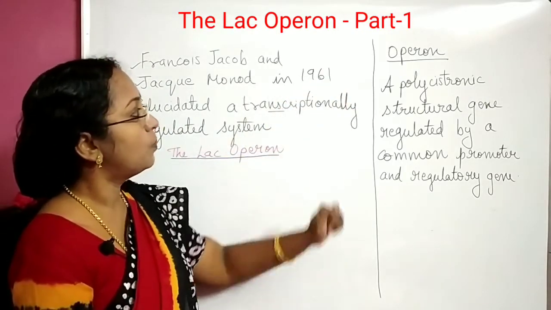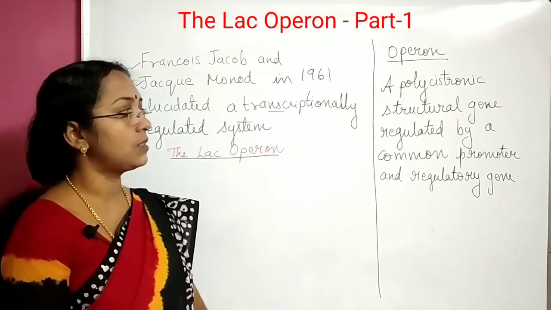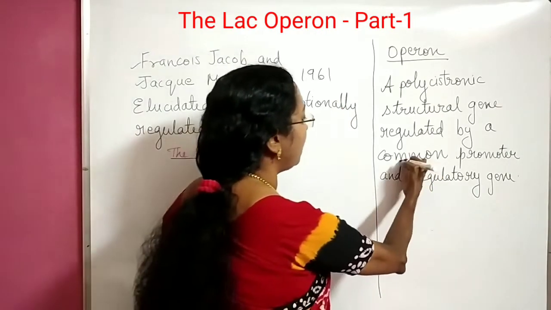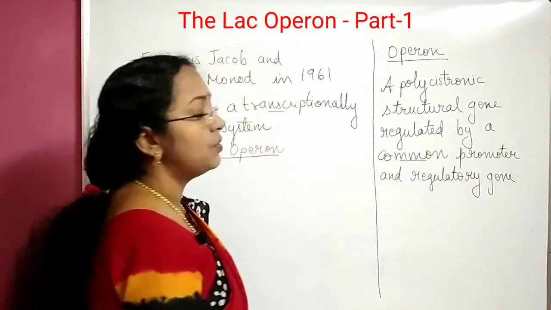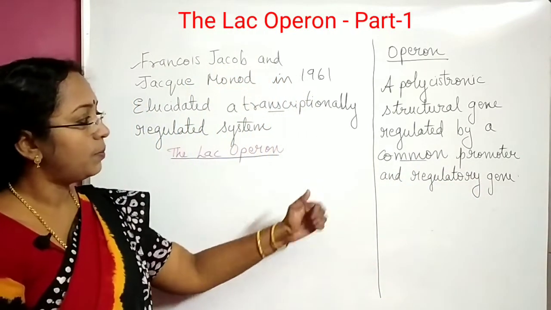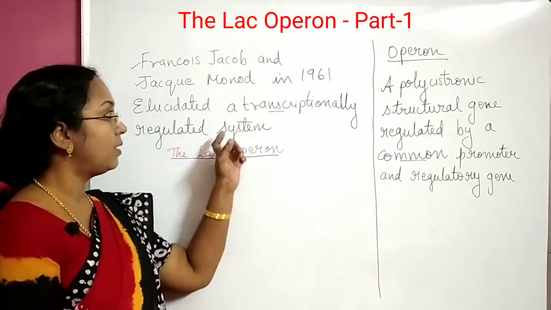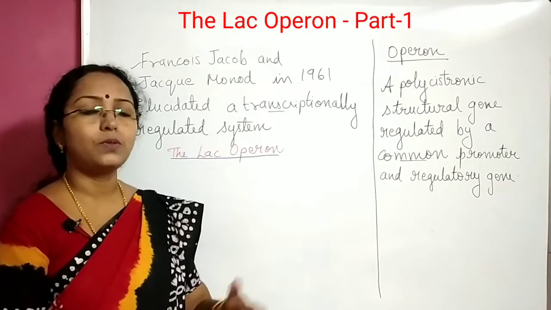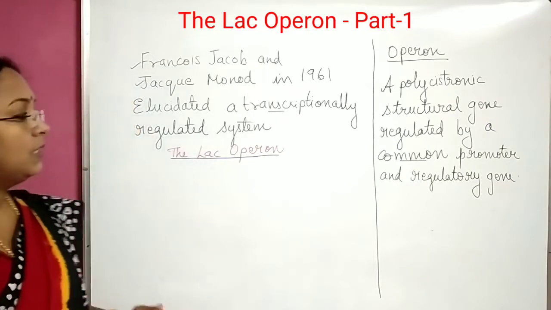So we can say that an operon is a polycistronic structural gene regulated by a common promoter and regulatory gene. Regarding the promoter, if you go through the transcription video, you will understand the importance of the promoter in transcription. Yeah, coming back.